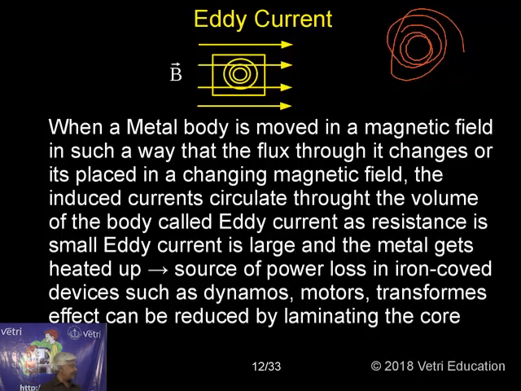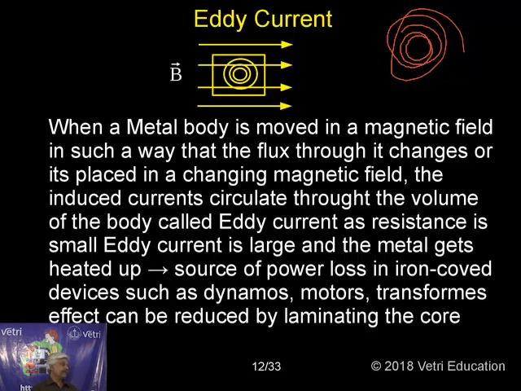That is actually given in the paragraph. When a metal body is moved in a magnetic field in such a way that the flux through it changes, or it is placed in a changing magnetic field, the induced current circulates through the volume. So any metal piece placed in a varying magnetic field, the induced current is not in a straight direction, the current is circular through the volume of the body, called eddy current. As the resistance is small, the eddy current is large, and the metal gets heated up.